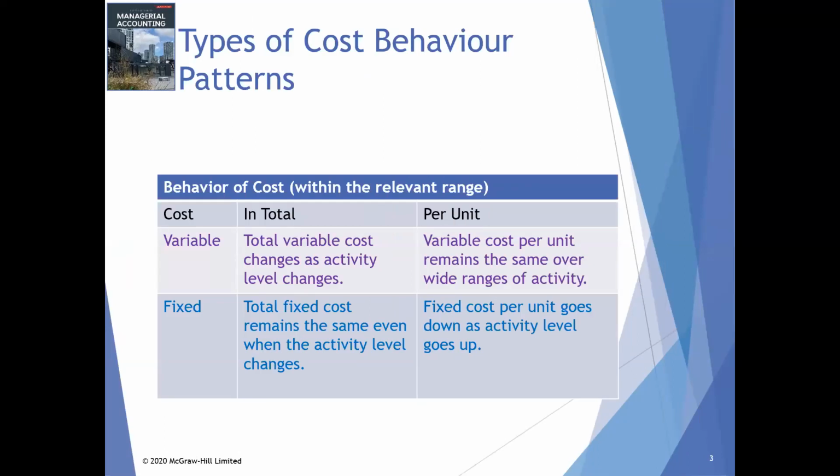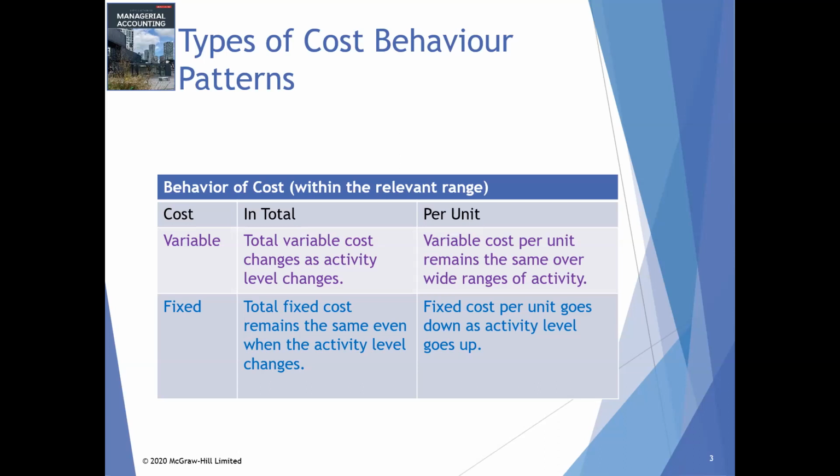Now, types of cost behavior pattern. We know that we have two kinds of cost. The first one is the variable cost and the second one is the fixed cost. In total, the total variable cost changes as activity level changes. Activity here means the number of clients, the number of units produced, right? If they change, the variable cost will also change, right? But the variable cost per unit remains the same over a wide range.